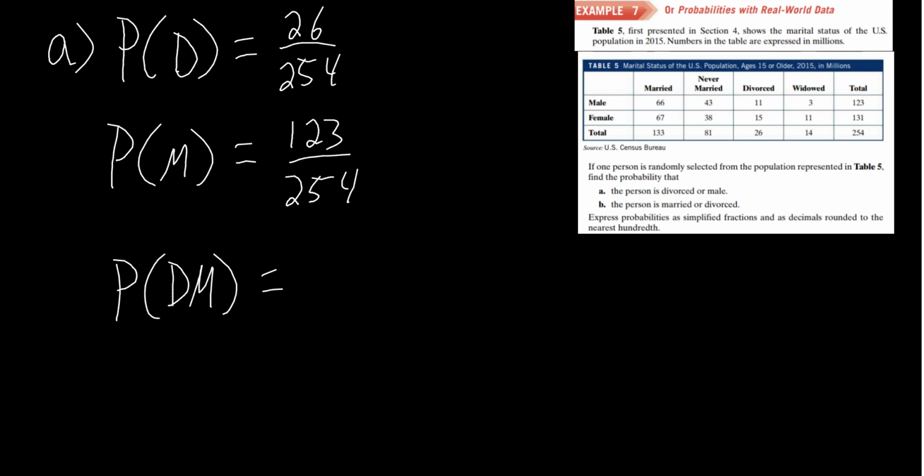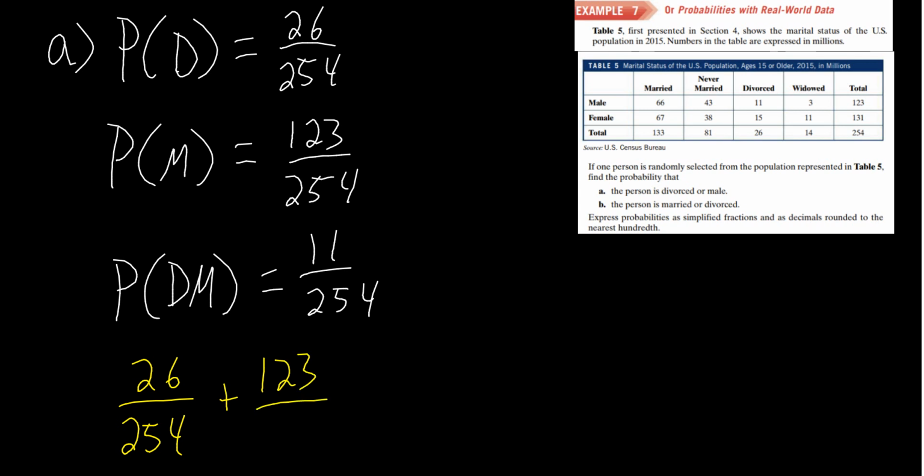Okay, and again, we have a nice handy chart here. Well, 11 of them. So 11 out of 254. Okay. So the arithmetic here is just going to be 26 over 254 plus 123 over 254. And then we're going to subtract that intersection there. And so the arithmetic here, 26 plus 123 is 149, and 149 minus 11 is 138.